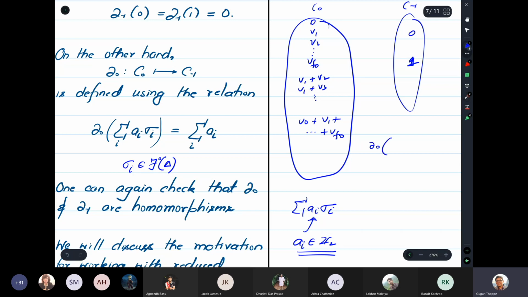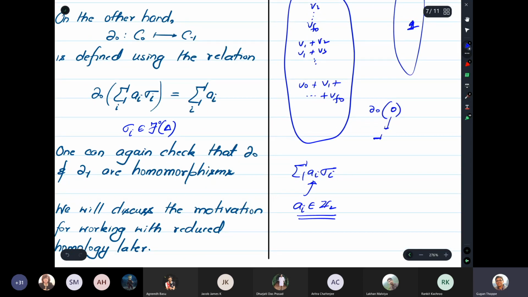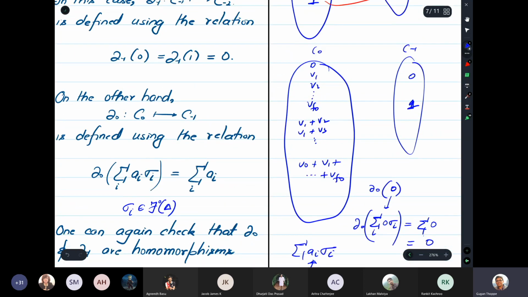So let's say I look at ∂0 of 0. You can think of this as the summation of 0 times v_i over all i. So the ∂0 of this should be mapped to a summation of zeros, and the sum of zeros is 0. So one has verified that indeed 0 gets mapped to 0.